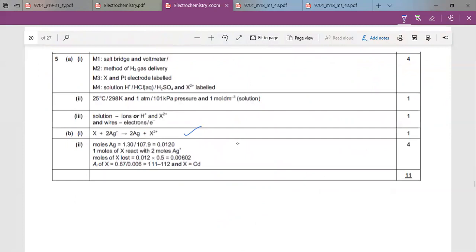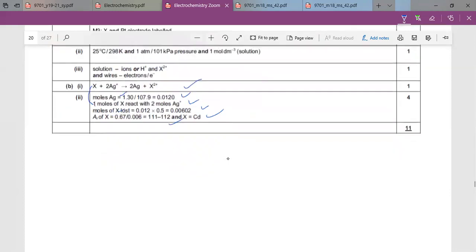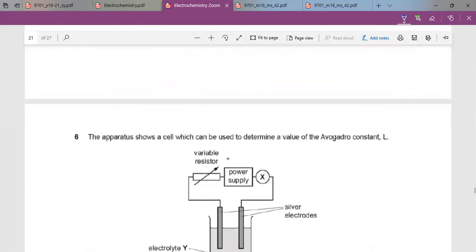Now, the whole thing is 4 marks. 4 marks, my goodness: 1, 2, 3, 4. 4 marks here. Number of moles of silver, number of moles of X, 2 moles here, 2 moles to 1 mole, and the number of moles lost and so forth here. Moles gain, moles lost, and then the Ar. Okay, now next, of course, is to find Avogadro's number, which is here.